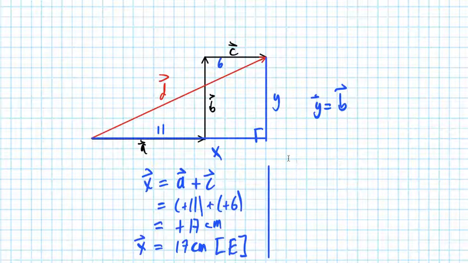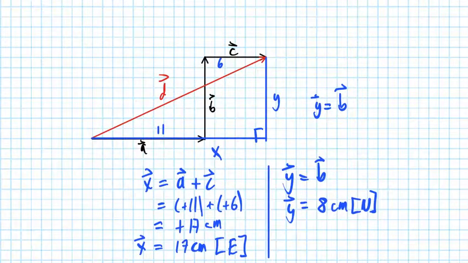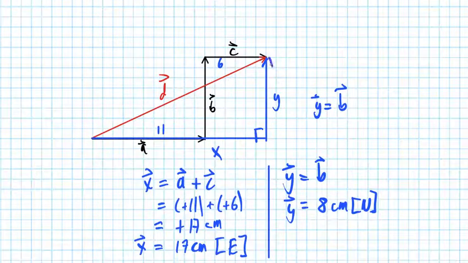And then for the Y component, or the Y side of our new triangle, that is just equal to whatever B is. So whatever B was, whatever amount it was, is going to be the same as Y. So in this case, Y is equal to 8 centimeters north because of the direction that B was. So we can actually put a little arrow there and a little arrow there. And now we can see it.